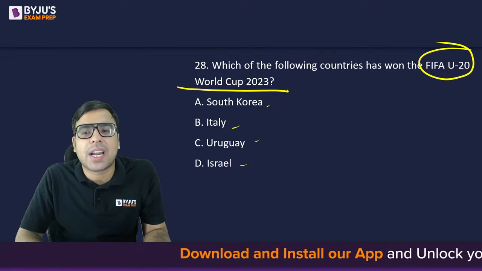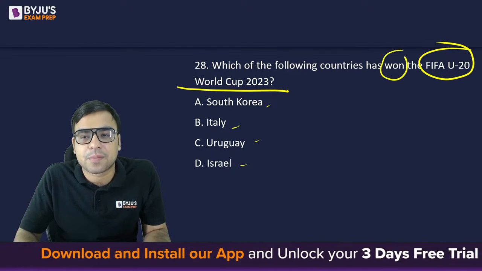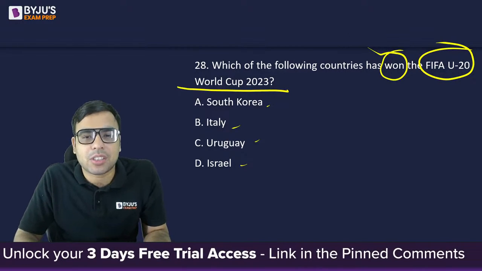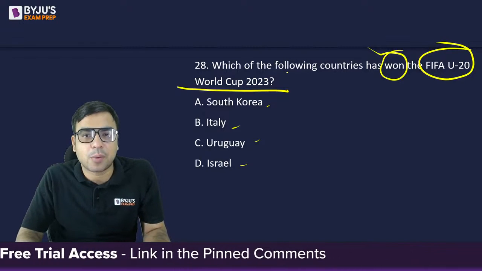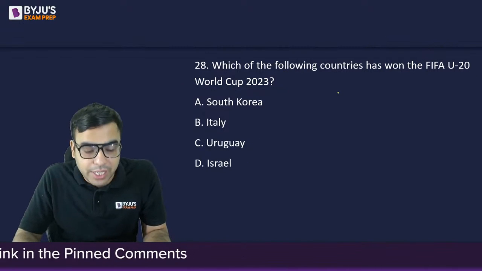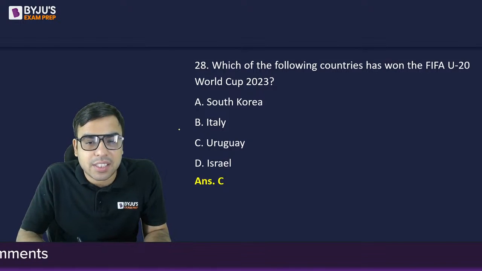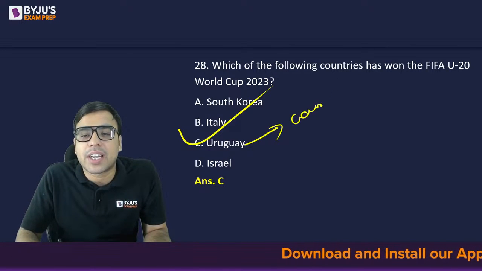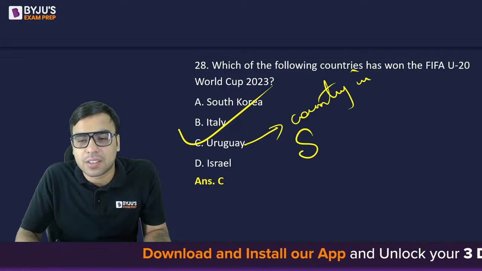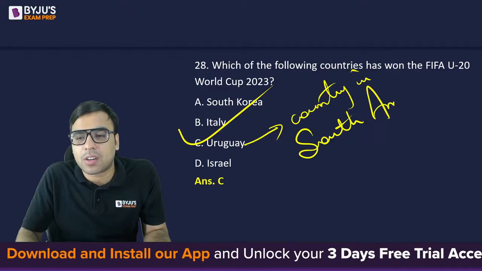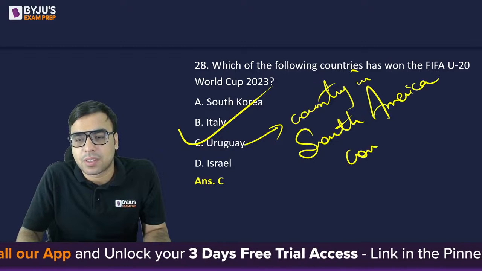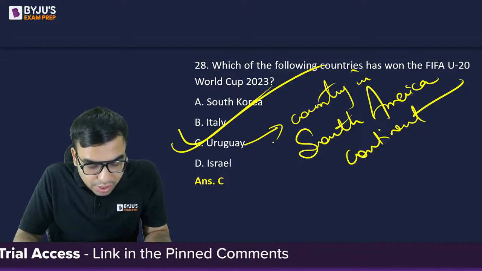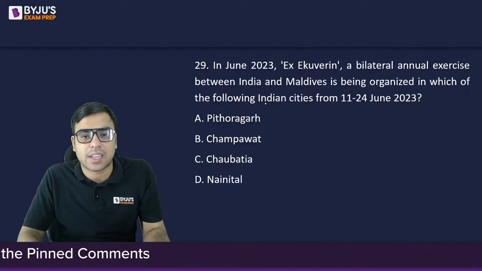FIFA Under 20 World Cup किसने जीता है? किस country ने? I think you should be knowing it because nowadays these types of questions can be asked. Sports से भी सवाल पूछा था CLAT में, so they can ask. The right answer is C. Uruguay is the right answer to this question. It is a country in South America continent. ठीक है? This you should be knowing it. So the right answer is C. Yes. Gauri, Ditishka, Dhananjay, you all are right. C is the right answer.